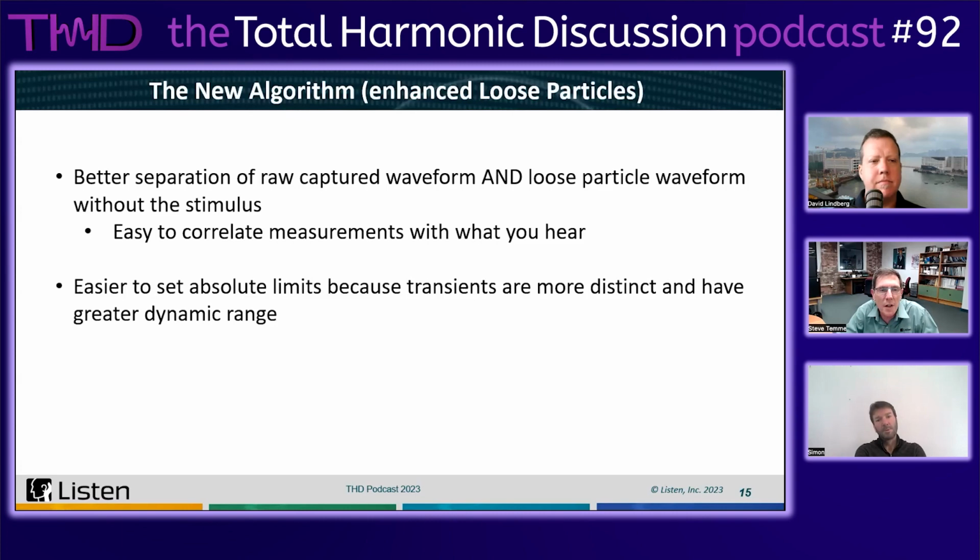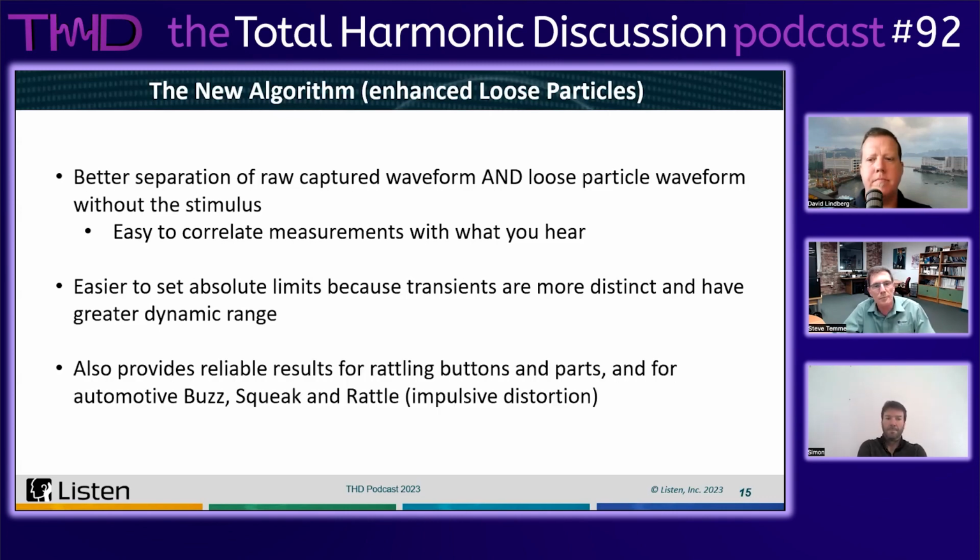But we wanted an easier way to set the limits because that was really the biggest challenge. People weren't using the loose particle algorithm because it still was getting kind of tricky to set. They wanted to set a flat line again, and they couldn't. So we wanted to improve the signal to noise, the dynamic range. And we also wanted to catch not just loose particles and, as I mentioned, buttons, but things in automotive, which they typically call buzz, squeak, and rattle.